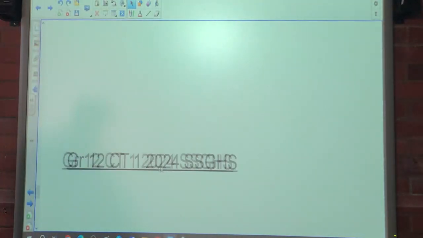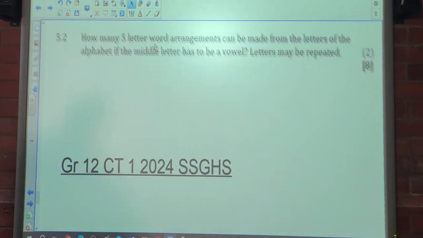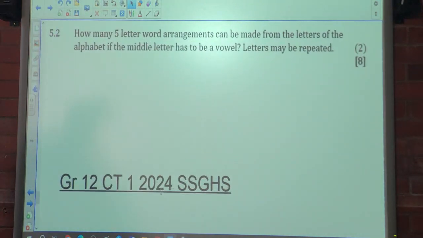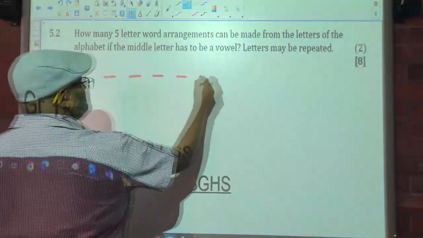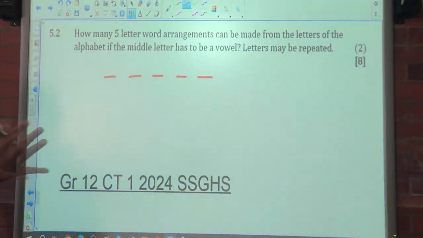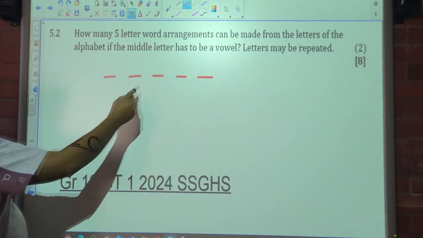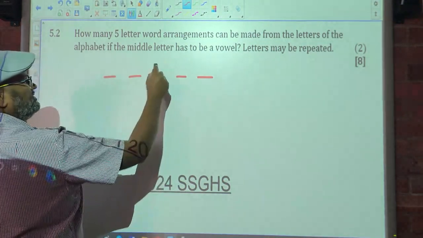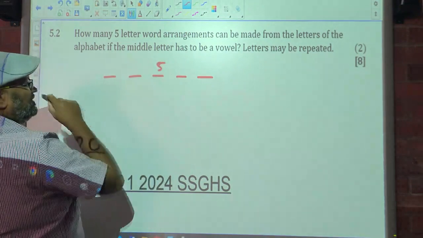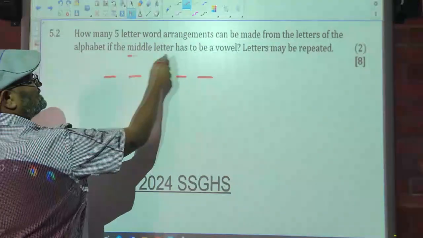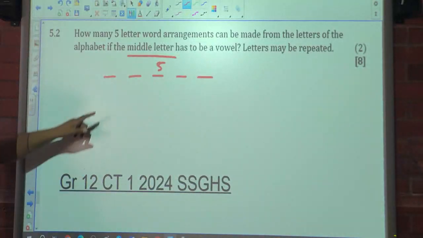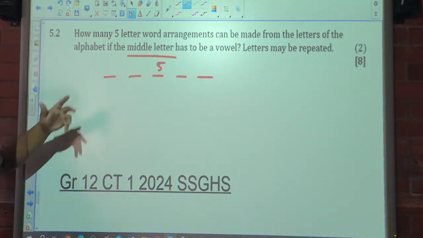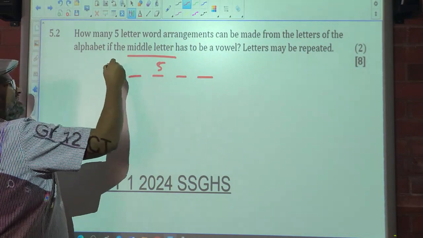The next question. How many 5-letter word arrangements can be made from the letters of the alphabet if the middle letter must be a vowel? People, what are vowels? A, E, I, O, U. There are 5 vowels. So how many options do I have for the middle that they speak about? 1. How do I know it's only that one? Because they speak about the letters may be repeated. So how many options do I have here? 26. Can I use the vowels again? Yes.